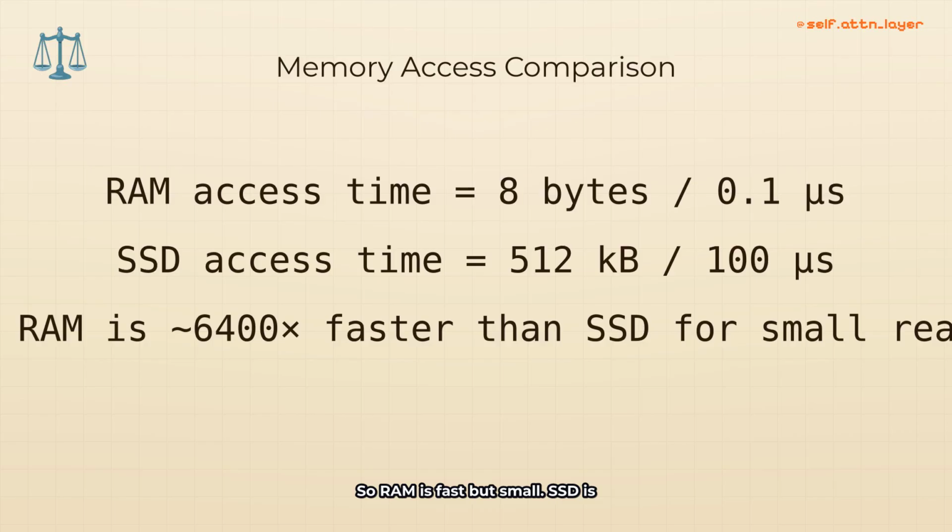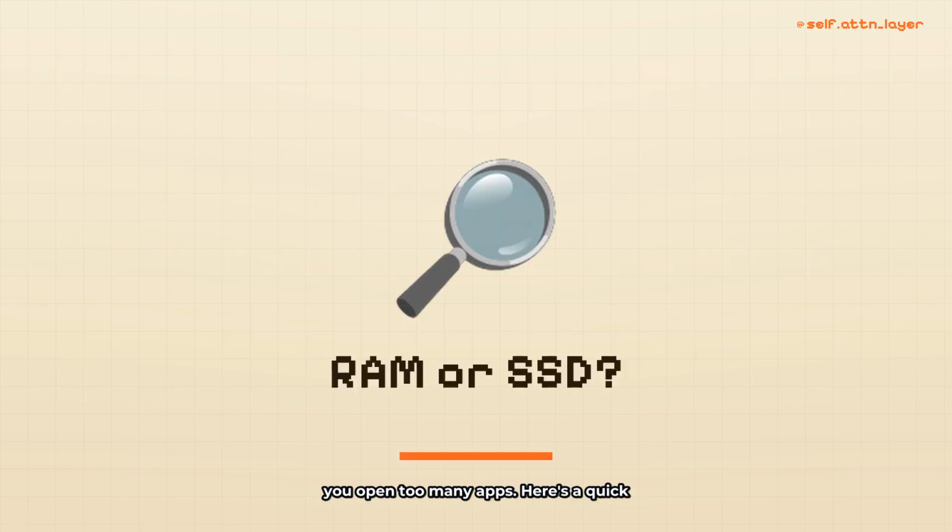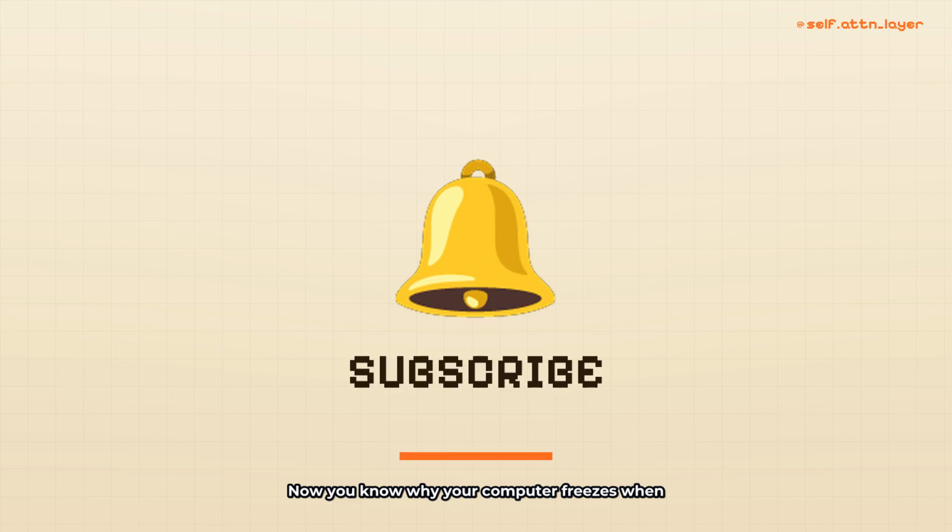So RAM is fast but small. SSD is slow but huge. That's why your computer feels fast at first, then suddenly slows down when you open too many apps. Here's a quick rule of thumb. If your computer slows down only when you open lots of apps, you need more RAM. If it's slow all the time, check your SSD or close some apps. Now you know why your computer freezes when you open too many tabs.